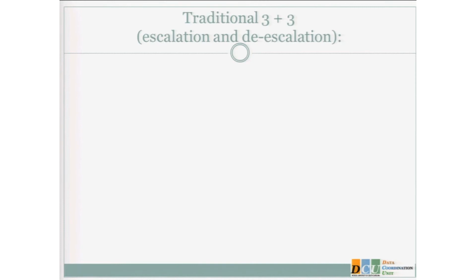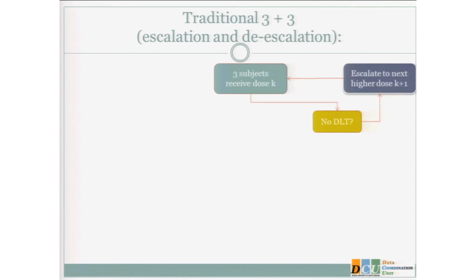So the rule-based design that is most common is the 3+3, okay? And the flow chart, again, if you are using it to implement, is really not that bad, but just on paper without actual patients, it can seem a little complicated. So you start by treating 3 subjects at a particular dose, and hopefully none of those subjects experience your target event. And if that's the case, then you are allowed to escalate to the next higher dose, whatever that may be.